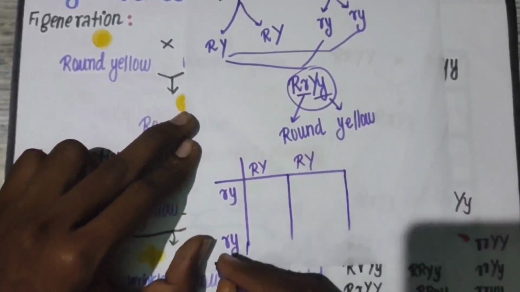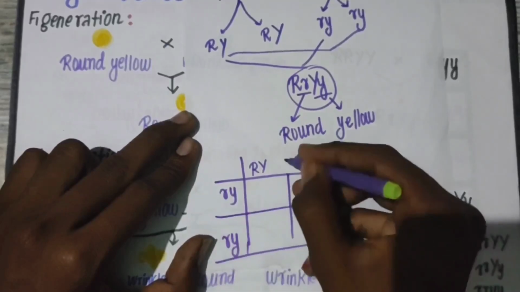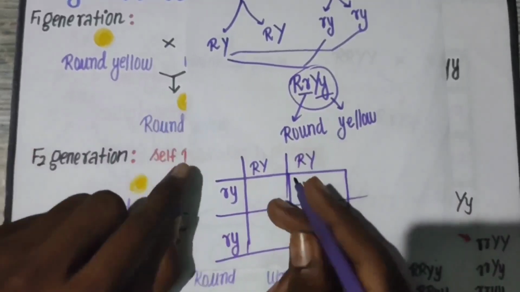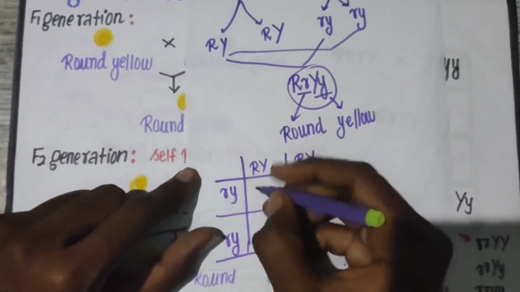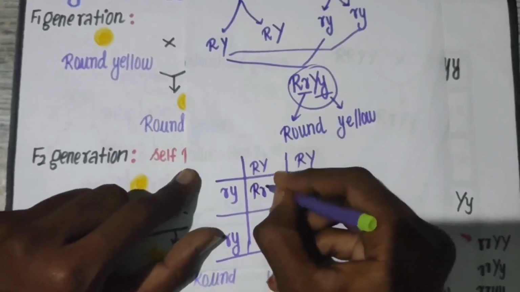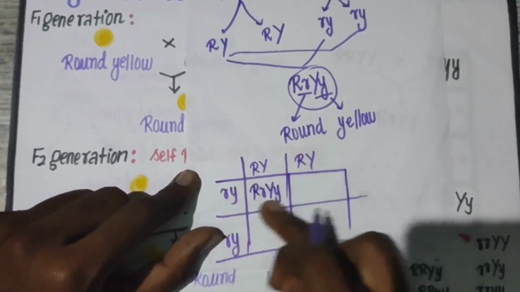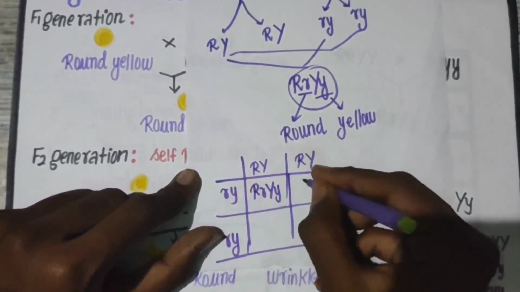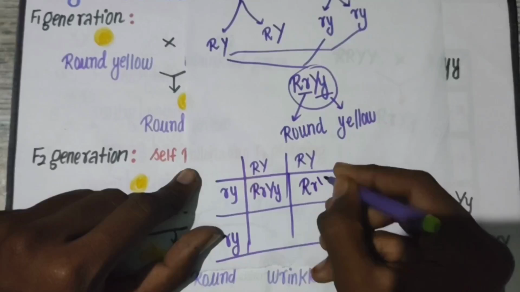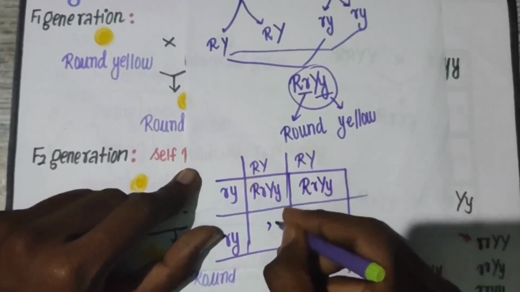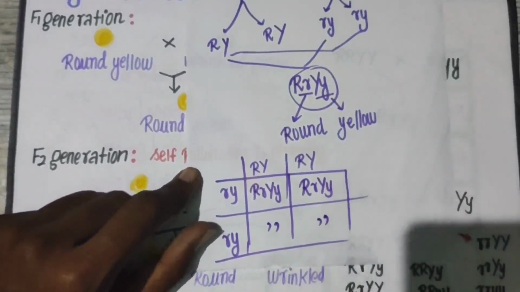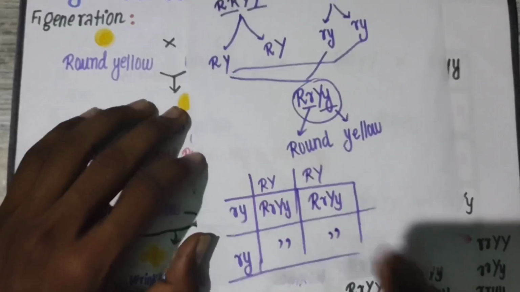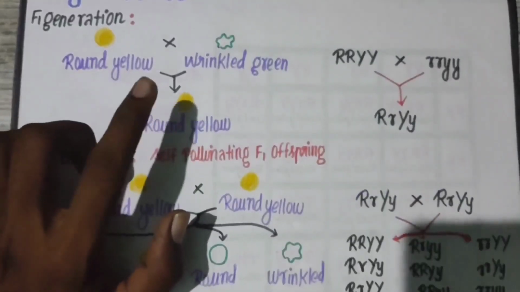Listen to me very carefully, kids. What will be the genotype of this first fusion? When these two gametes fuse, you get capital R, small r, capital Y, small y. Similarly, when these two gametes fuse, here also you get the same result, capital R, small r, capital Y, small y. Here also the same result, and here also you get the same result. Because of this reason, all the plants were found to be round yellow in the F1 generation.